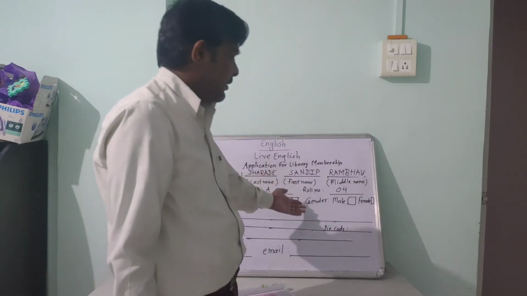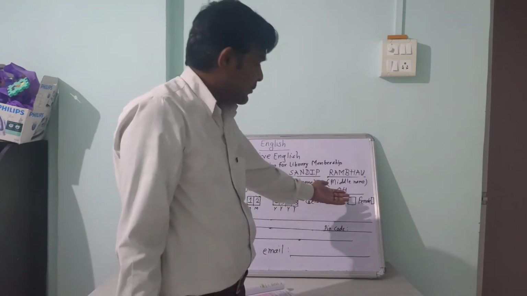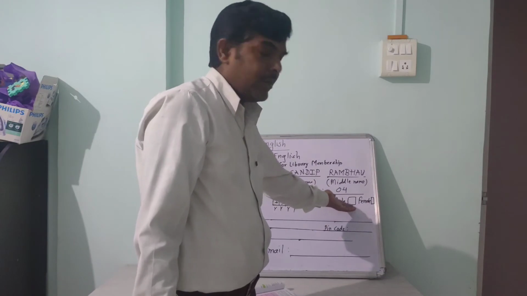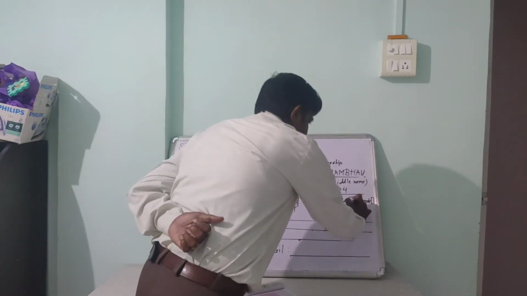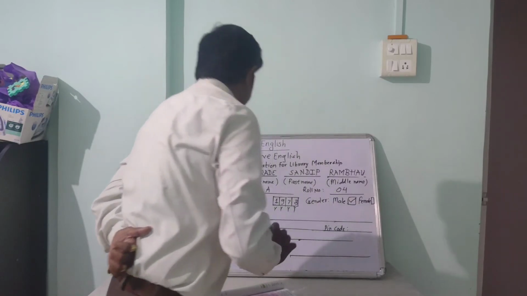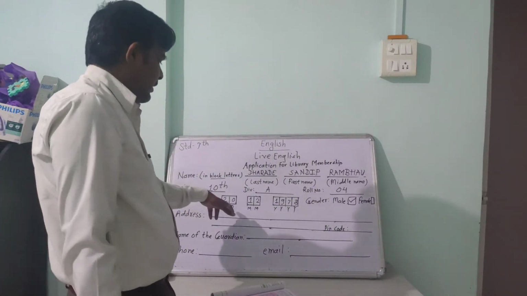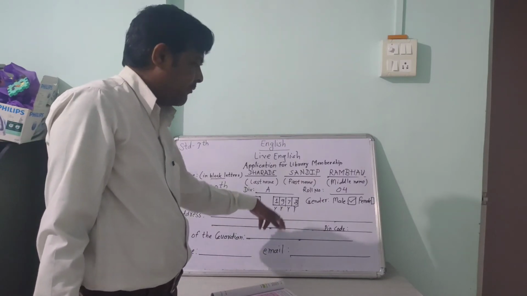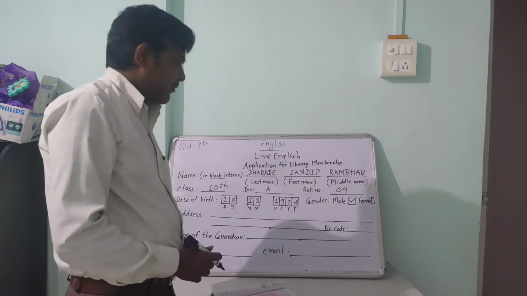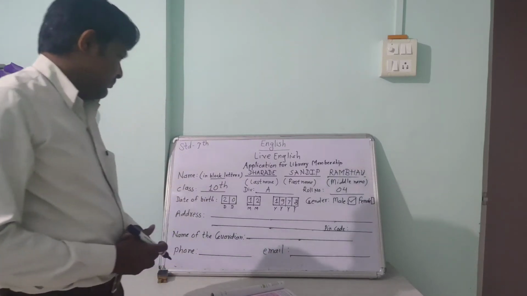Then gender. All the boys should tick male. All the ladies should tick female. So I have to tick here. Look at that. In this way, if you understand the meanings of DD, MM, and YY, you can easily fill up that field.